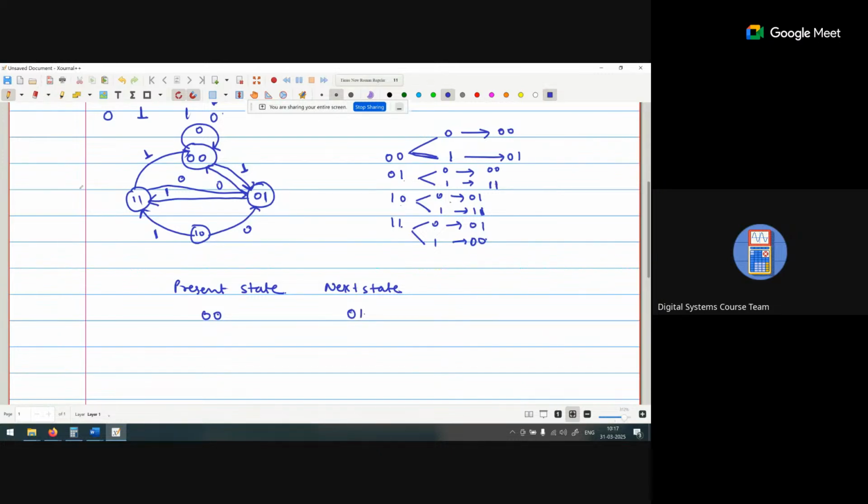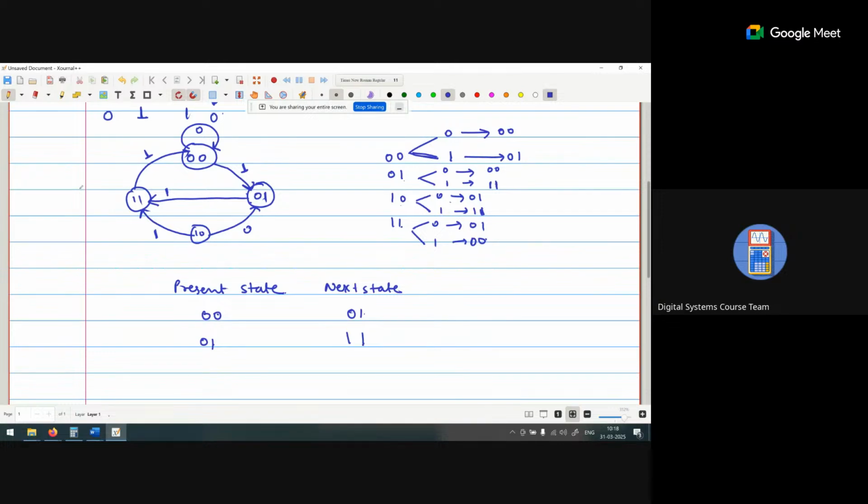Now similarly for 0 1, the next state is either 0 0 or 1 1. Both next states are possible in this diagram, but generally it is unidirectional. So either in one direction it will go to 1 1 or it will go to 0 0. So I just change this diagram, remove this thing. Now I am considering only this one. When it is 0 1, the next state is 1 1.